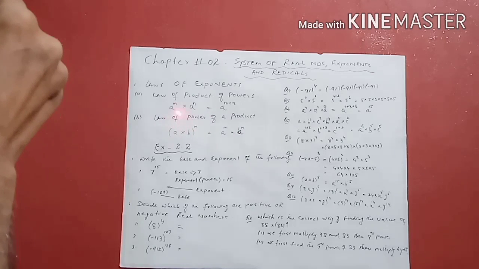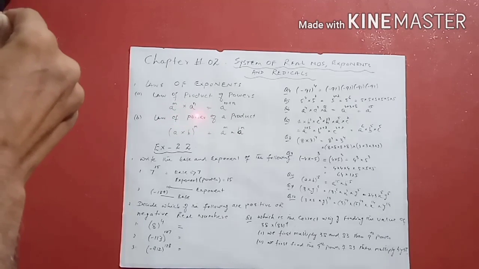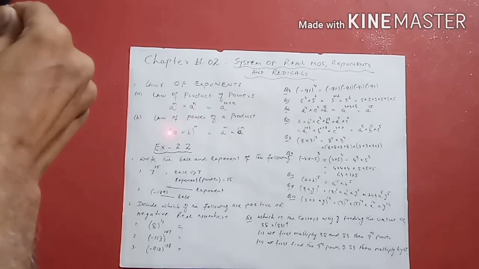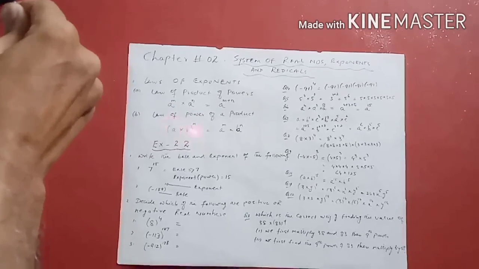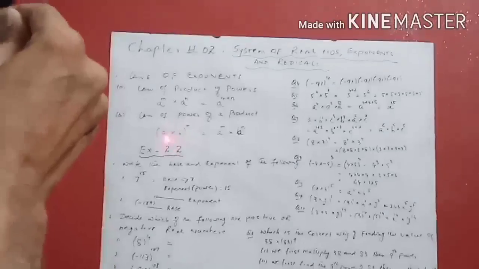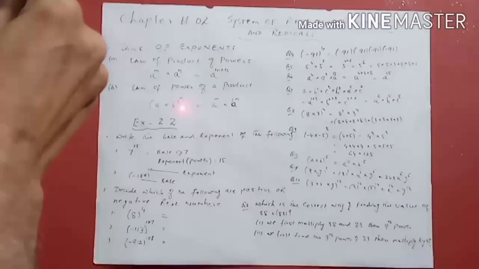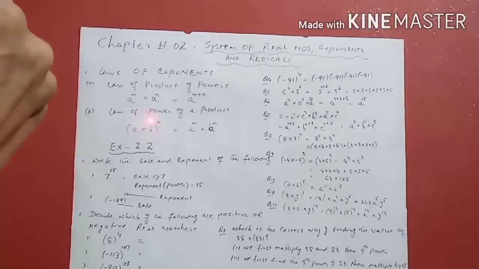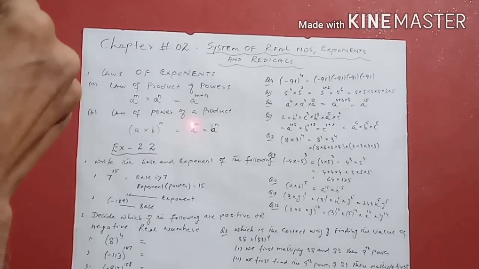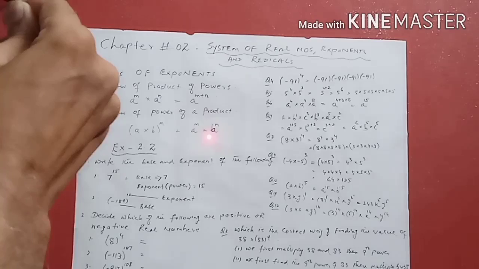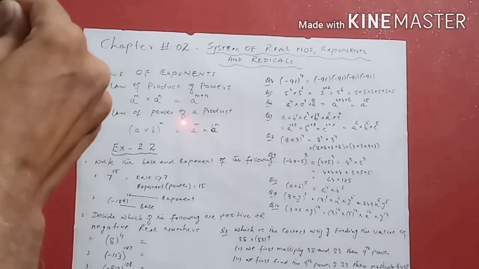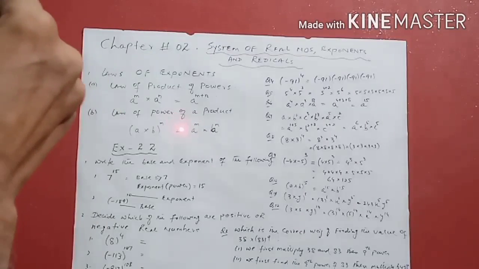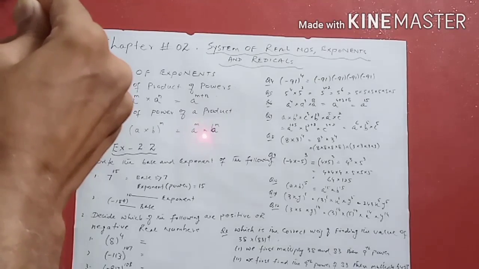Again, the law of power of a product. That means two numbers multiplied by each other, having the power m or any variable. That means we should write it as a raised to power m multiplied by b raised to power m, which is known as the law of power of a product.